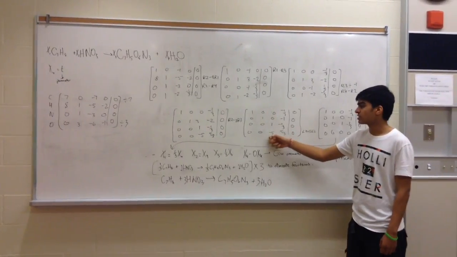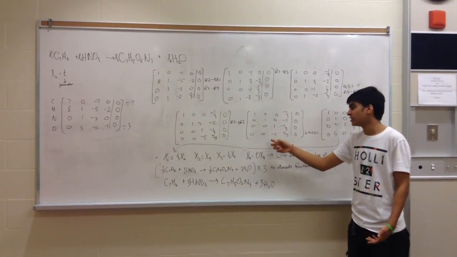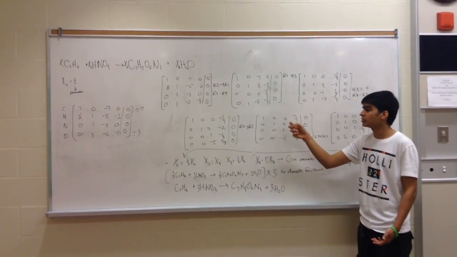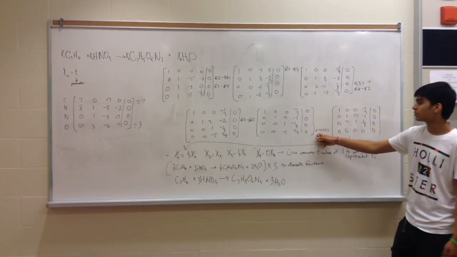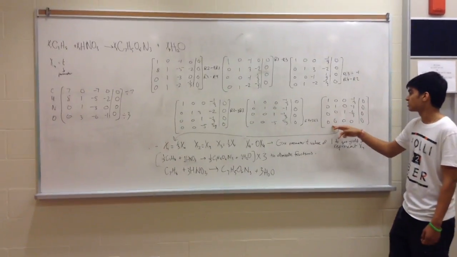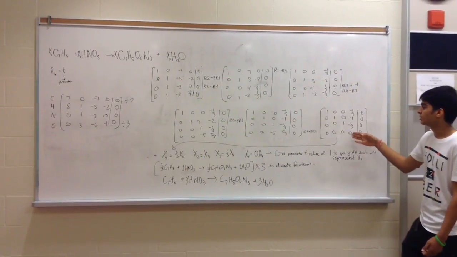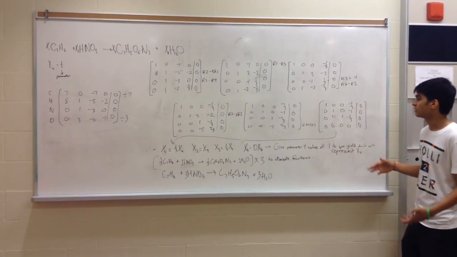And lastly, I noticed that this negative 5, there's a 1 here, so you can just do negative 5 plus 5. And so ideally, you want to do row 3 times 5. So you do row 4 plus 5 row 3 to get 0, 0, 0, 0 in the bottom row. And then this became a solved matrix.